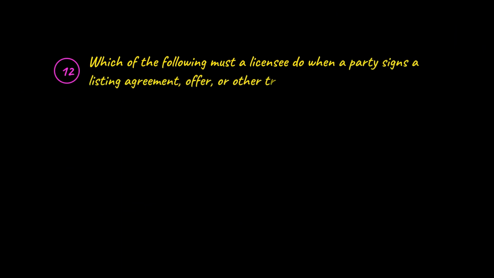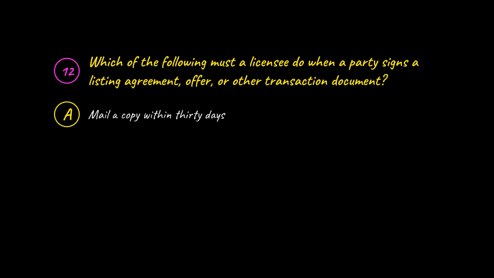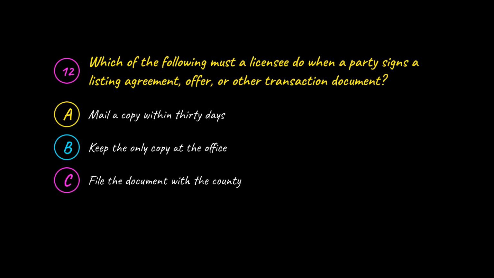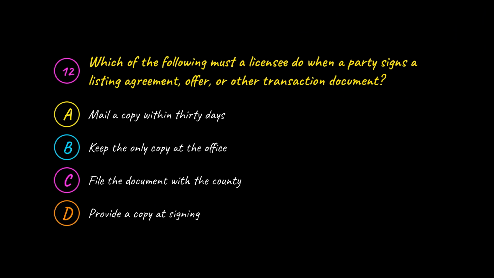Question 12. Which of the following must a licensee do when a party signs a listing agreement, offer, or other transaction document? Your options are A. Mail a copy within 30 days. B. Keep the only copy at the office. C. File the document with the county. D. Provide a copy at signing. What's your answer? Commit to one before I continue.